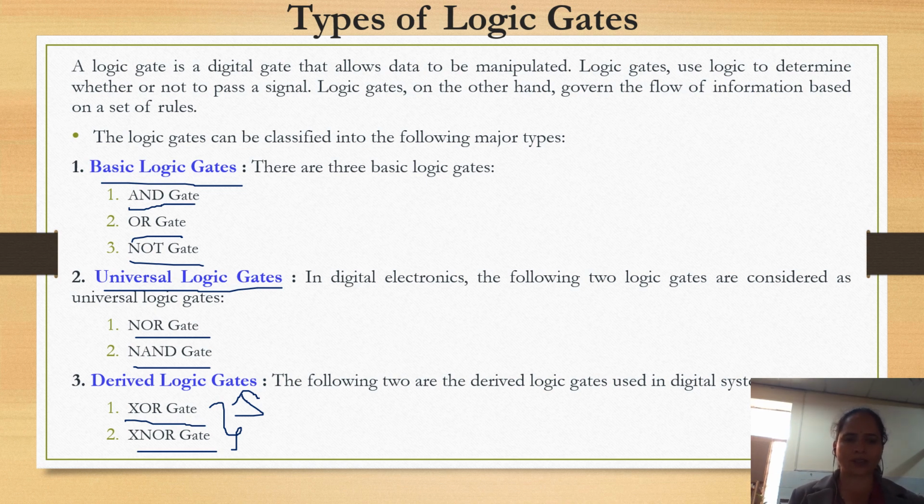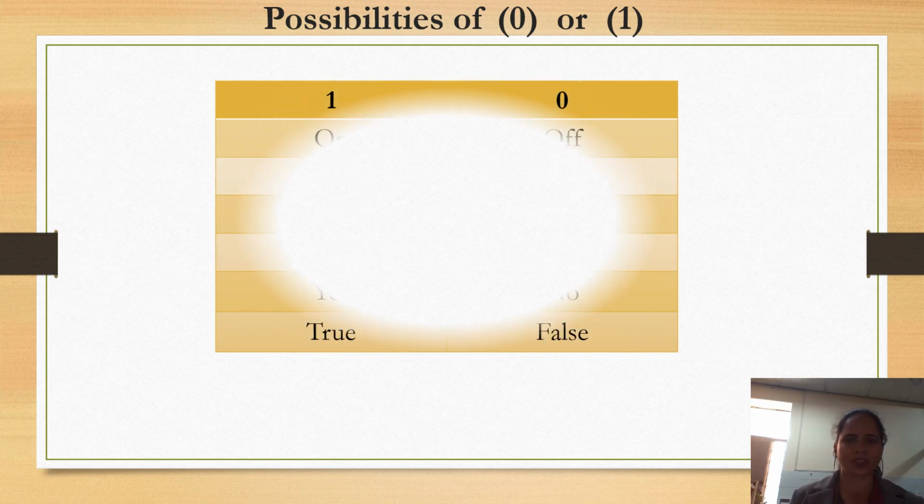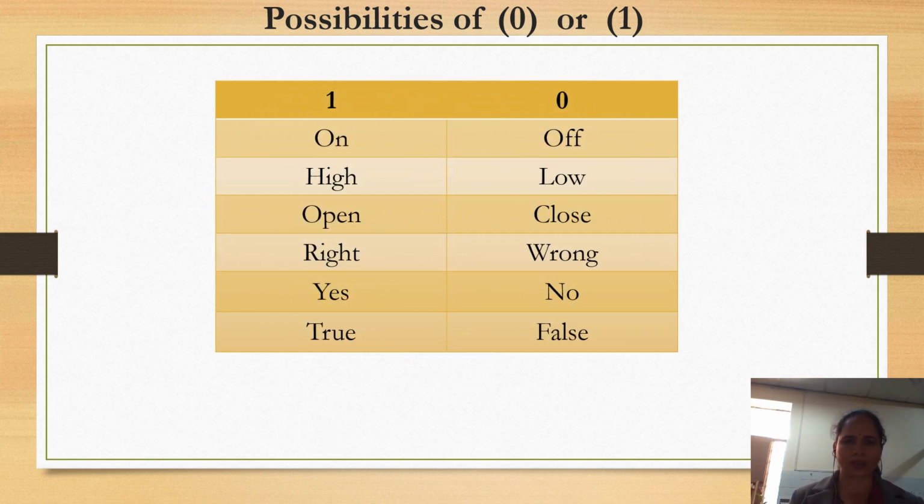They are represented using XOR and XNOR. The formula we will discuss later. Now, if we have 0 and 1 bits, because the computer understands only 0 and 1, on, off, true, false, how do we represent it?